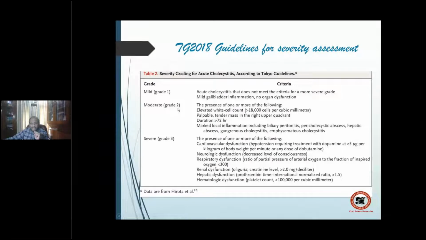But if you have the presence of one or more of the following, then you've gone into grade 3, which basically means cardiovascular dysfunction, hypotension requiring treatment with dopamine. I'm not going to read the whole thing out. Neurological dysfunction, respiratory dysfunction, renal dysfunction, hepatic dysfunction, and hematological dysfunction. So you have all these multiple organ involvement, either one or more than one, then you start calling it grade 3 severity of acute cholecystitis, right?